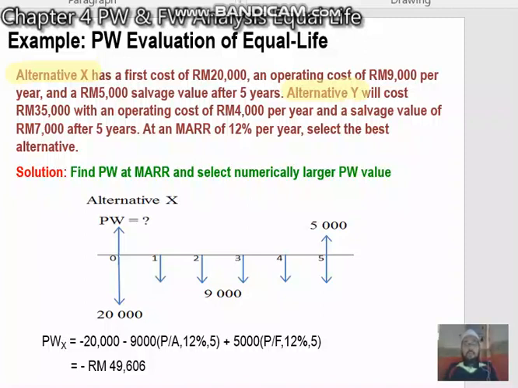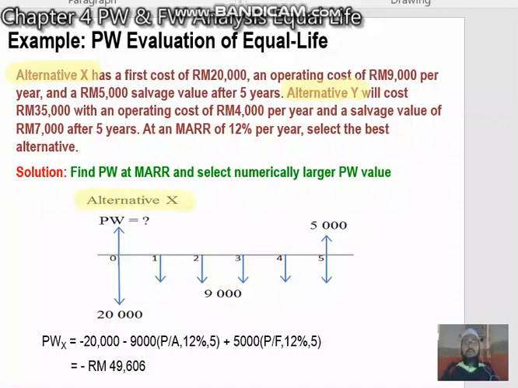So how to solve this problem? First, we have to extract all the cost estimation related to the alternatives. You can see for alternative X, we have first cost 20,000, operating cost 9,000 per year, and 5,000 salvage value if the life is 5 years. And we can see X and Y have an equal life, 5 years. So what if X and Y have different lives? We will discuss this in the next session, the PW evaluation of different life. So back to our discussion here.